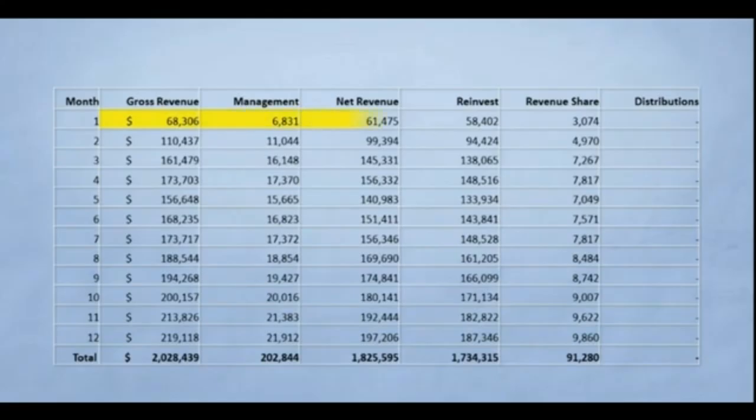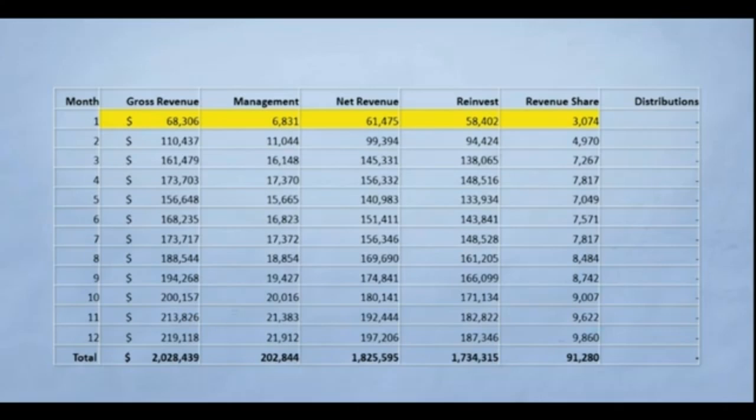You can see the gross revenue coming in at month 1, management fee being netted out. You can see the net revenue is then $61,000 just as before. Now we have a decision to make here. Distribute the funds to the buyer or investor, or reinvest into more inventory to collect on. In this presentation, we've chosen to reinvest 95% of our net revenue and distribute the other 5%.